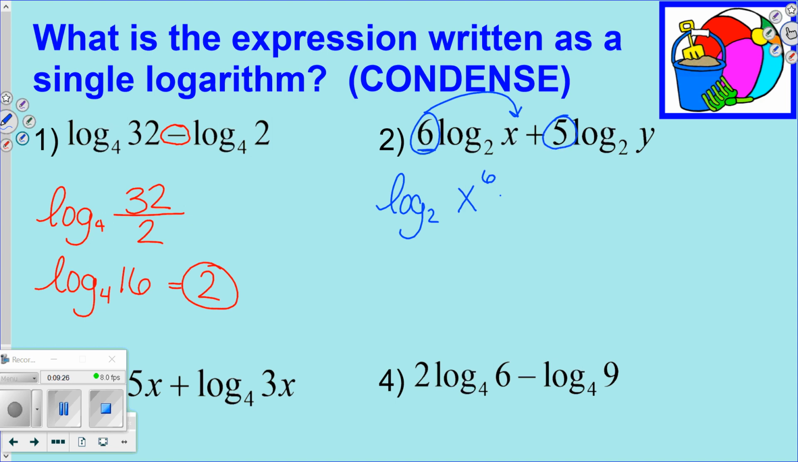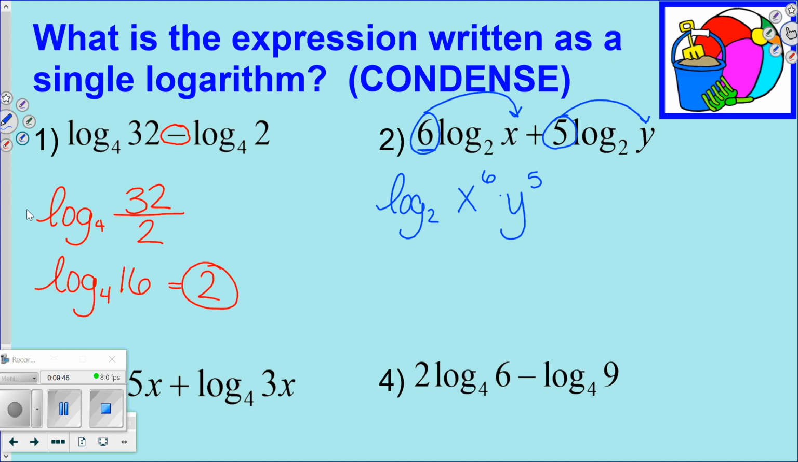Again, there's a number out in front, which means it came from an exponent of y to the 5th. If it's a different base, you cannot condense them. I will give you same bases. We're just trying to get you to use the properties at this point.